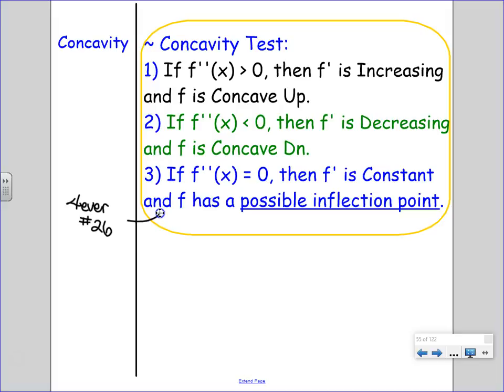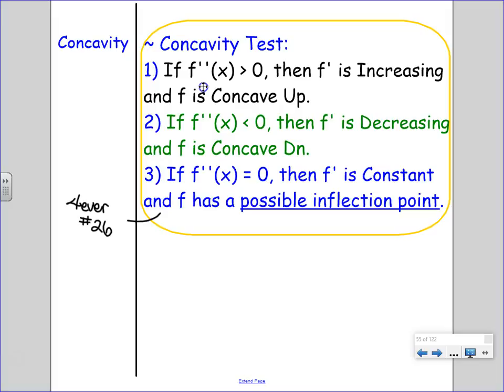Right? The concavity test. What does it take for a function to be concave up or concave down? And that's not necessarily the biggest question. Maybe the biggest question is, what does it take for the first derivative or the rate to increase, or the first derivative or the rate to decrease? But both of these questions are answered by the sign of who? F double prime. The sign of F double prime.